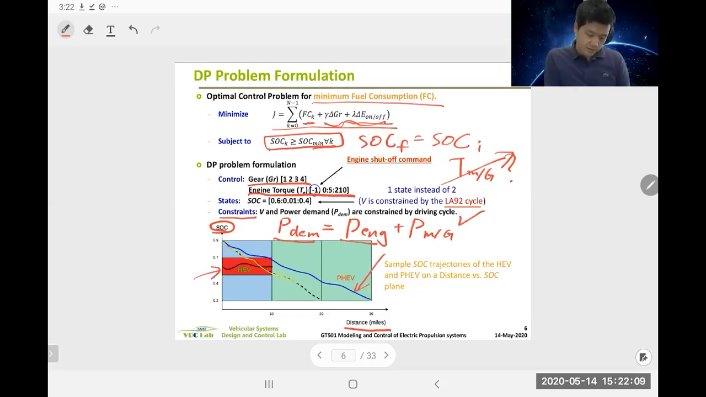What about states? Well, there's SOC and vehicle speed, but vehicle speed is also constrained by the driving cycle. And that determines power demand. The vehicle driving cycle determines the power demand trajectory. Okay, so power demand is given by the vehicle speed, the driving cycle. And then we only have to now determine either engine power or motor power. And in this problem formulation, we chose engine power as the free control input. But motor power is automatically determined. So vehicle speed and power demand are constrained by the driving cycle.